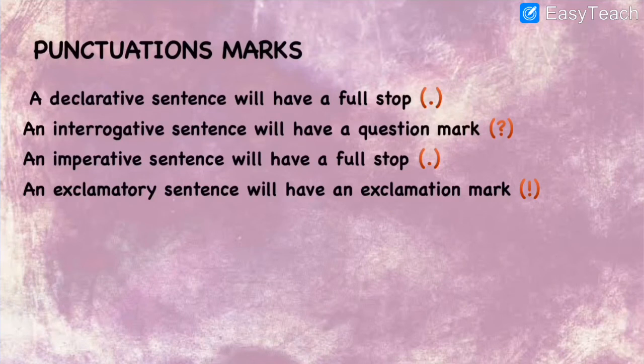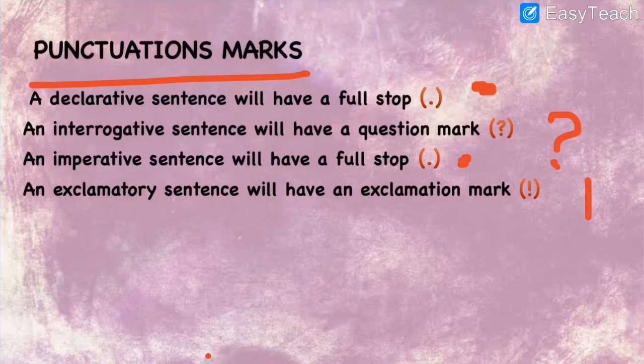Now, the question arises: how do we punctuate these types of sentences? What are the punctuation marks you are going to say? When it is a declarative sentence, it will have a full stop. When it is an interrogative sentence, you have to remember it will have a question mark. An imperative sentence will again have a full stop, and an exclamatory sentence will have an exclamation mark. That means any sentence will have a punctuation mark.